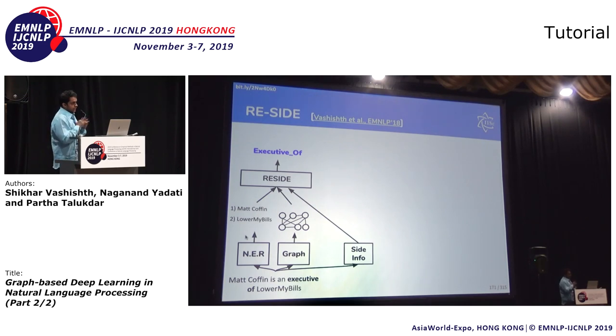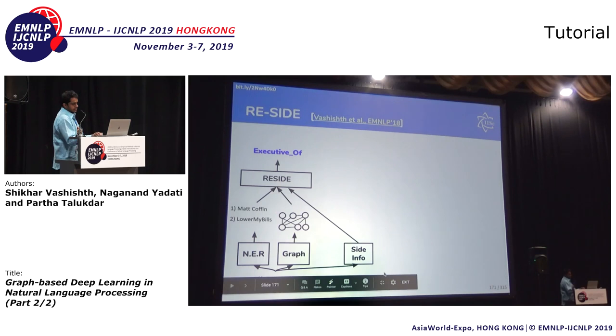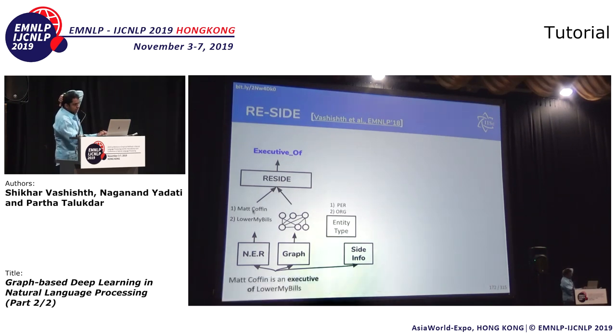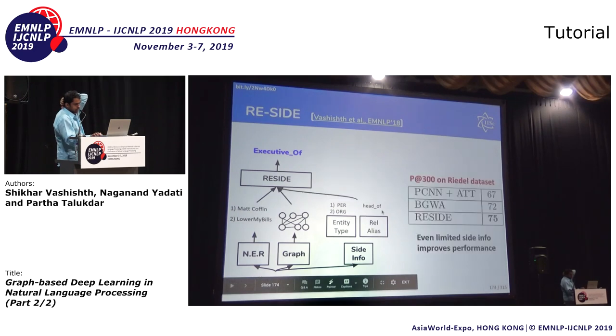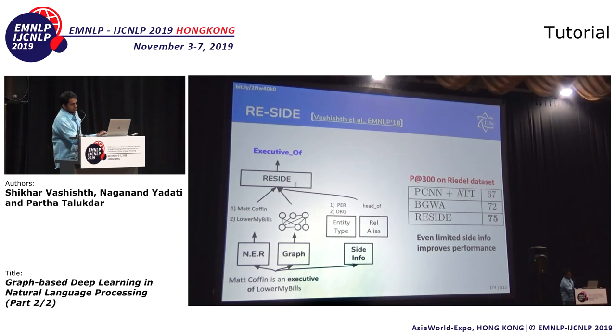Now, one way we can improve this simple model is to use some additional side information. We could use entity type side information: Matt Coffin is a person, Lower My Bills is an organization. And we can also use relation alias side information: Matt Coffin is the head of Lower My Bills. And then this side information is actually passed to the GNN.